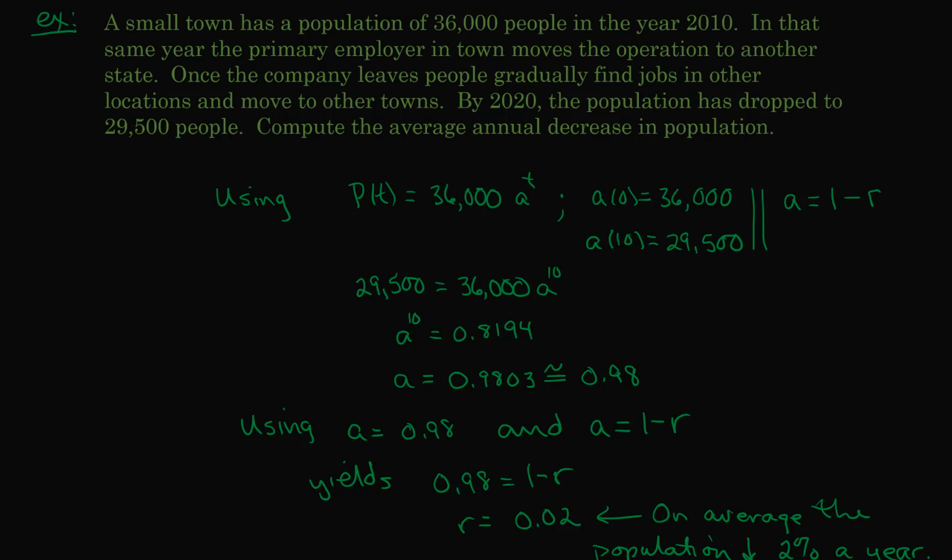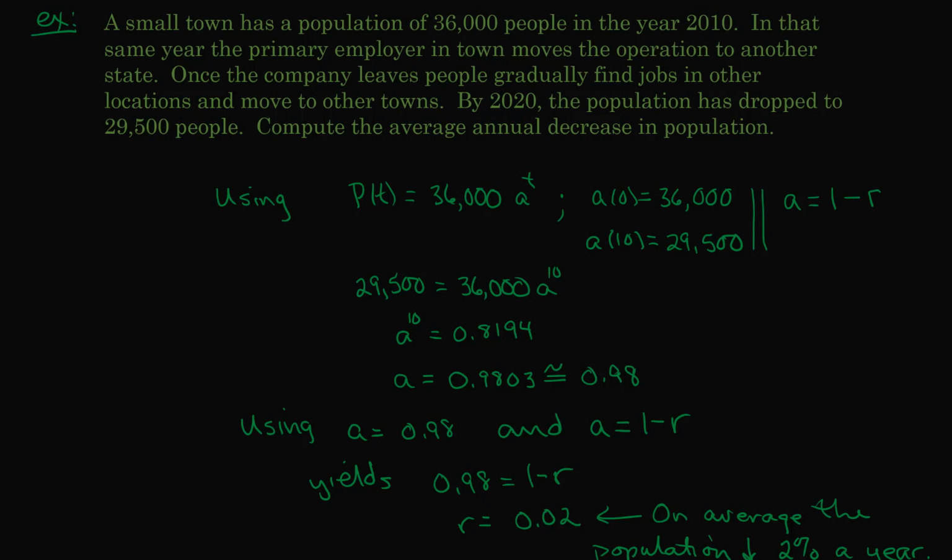In this example, it says a small town starts out with a population of 36,000 people in the year 2010. In that same year, the primary employer in town moves the operation to another state. This type of thing happens when a company's offered a better tax rate or some kind of other incentive to move their operation from one city to another. This is a common thing to have happen. Once the company leaves, people gradually find jobs in other locations and move to other towns.